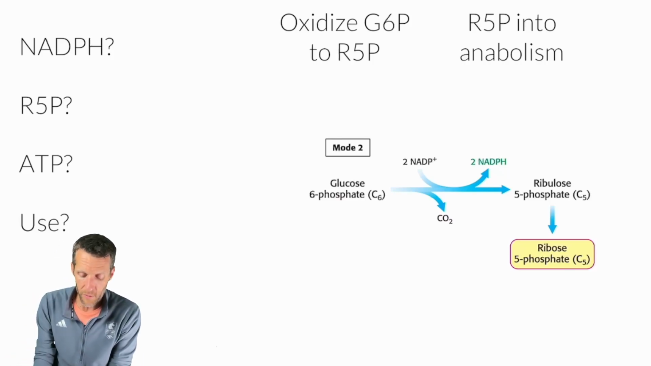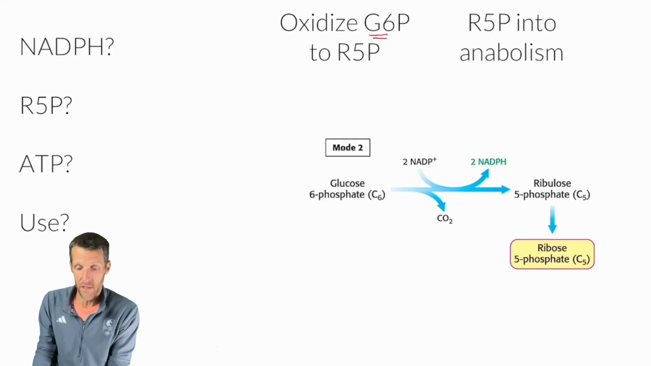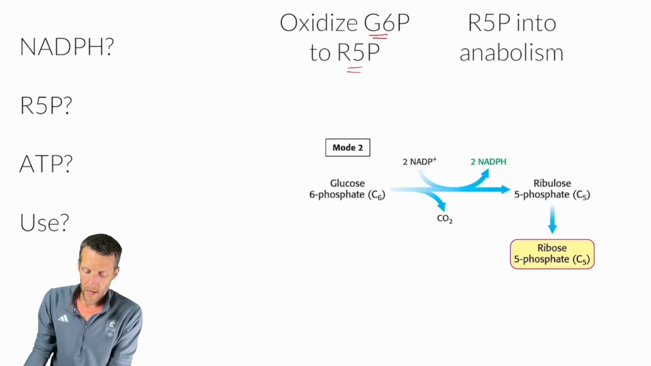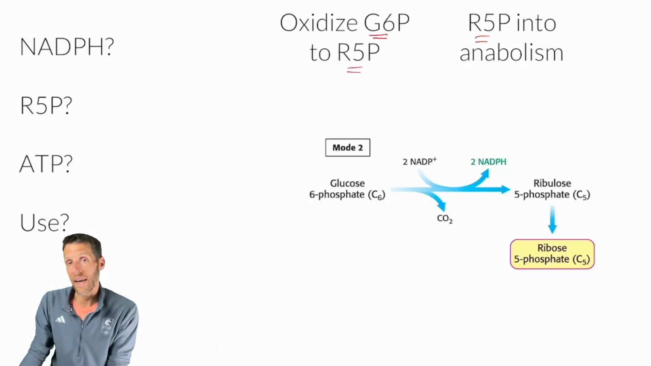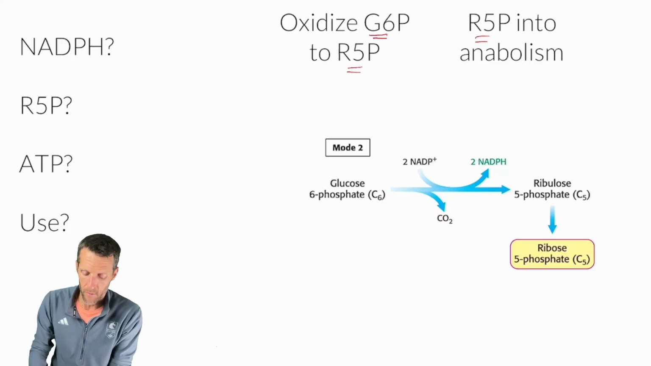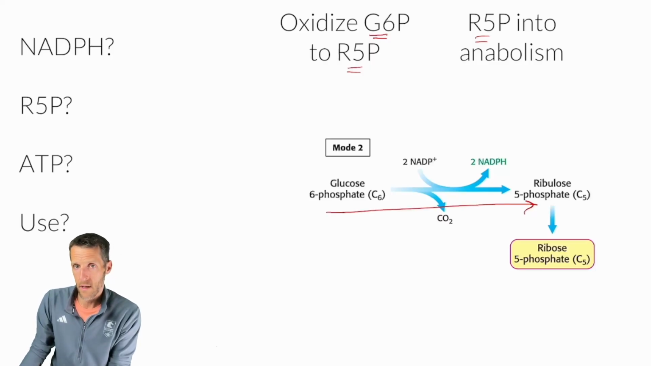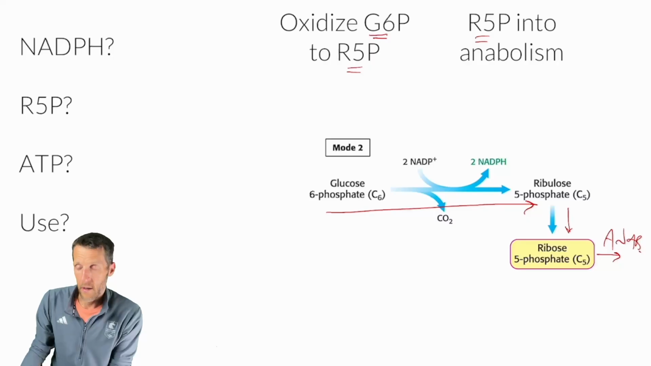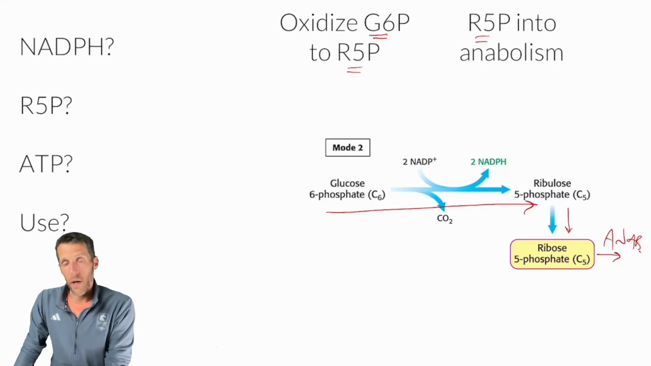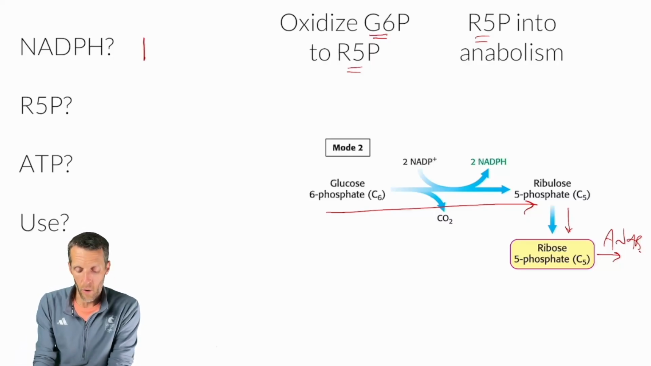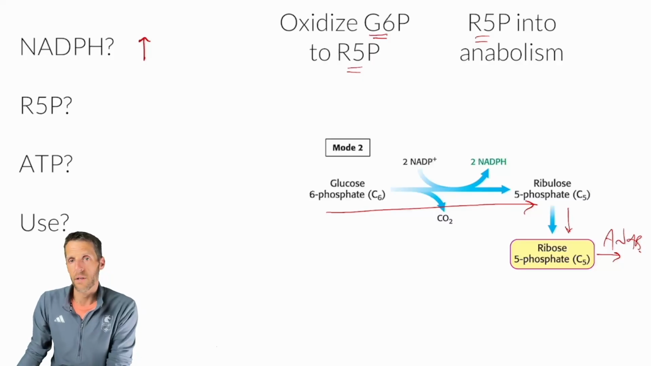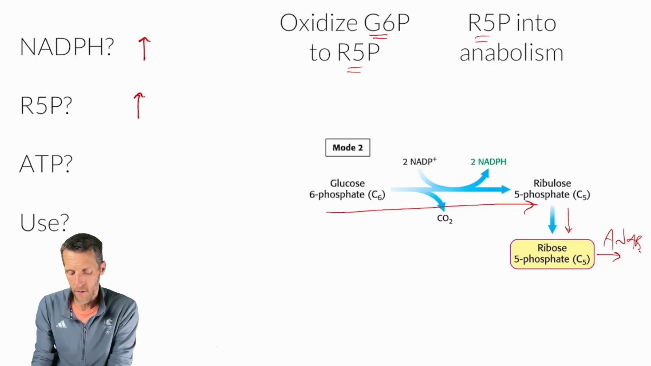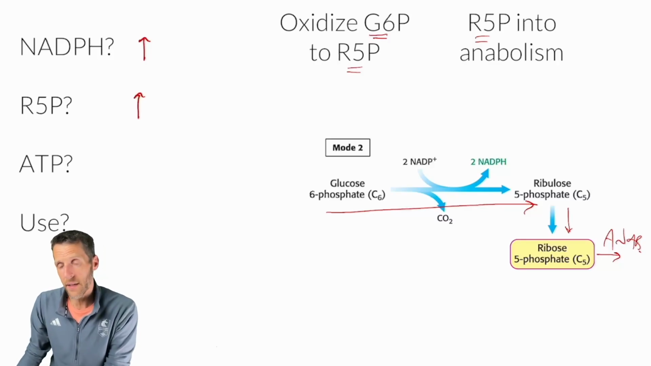Next one, what we're going to do is oxidize G6P into R5P. And then we're going to feed R5P into anabolism. So what are we doing here? We're running the oxidative PPP, and then we're taking that and generating R5P, which can go on to make stuff. All right, so what's going on here? NADPH, we are going up, right? We're making NADPH as part of this process. R5P, also going up. We are making R5P.